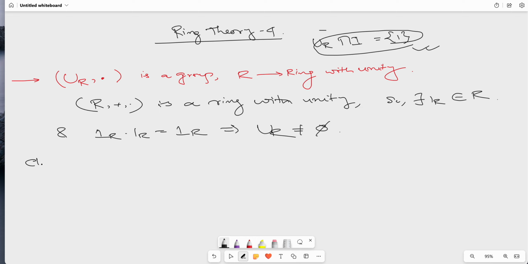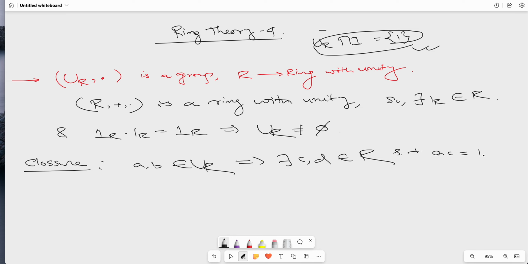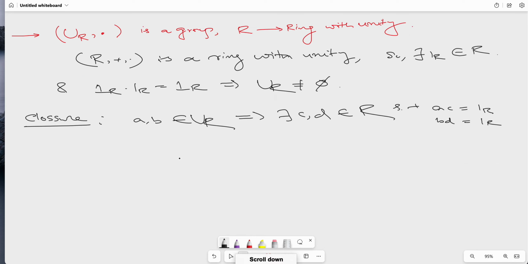Now you should show the closure property. How do you show it? Suppose that a, b are members of the units. What does this mean? This means that there exist c, d inside the ring R such that ac equals 1_R and bd equals 1_R, because a and b are two units. My claim is that ab should be inside, that ab is also a unit, right?